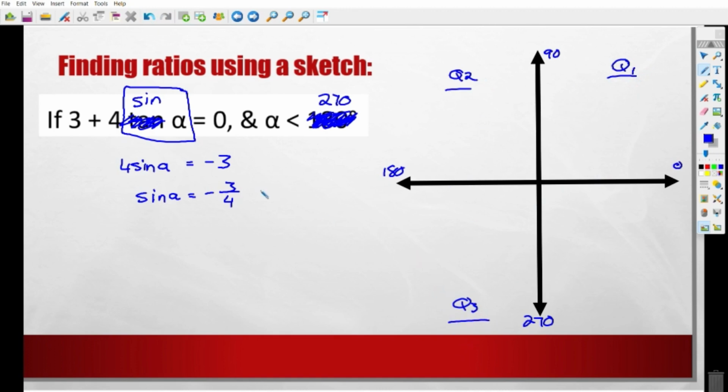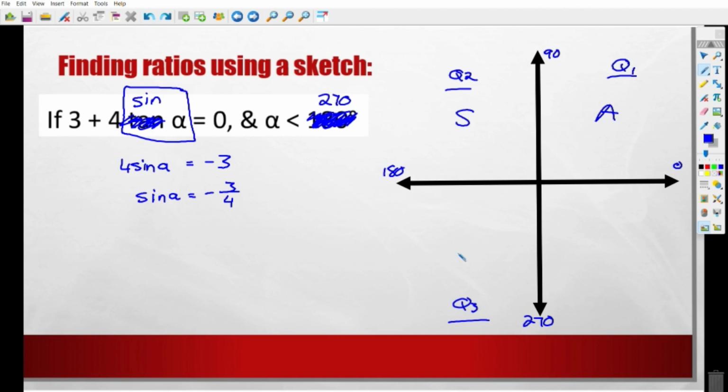Now let's see. They say that sine of A is negative 3 over 4. So in quadrant 1, 2, or 3, where is sine negative? We know that all of them are positive here. We know that only sine is positive here. So that means that sine of A is negative in the third one, because what is the only ratio that is positive in the third quadrant? Tan, if you remember CAST. Nice. So that means I'm working here in my third quadrant.